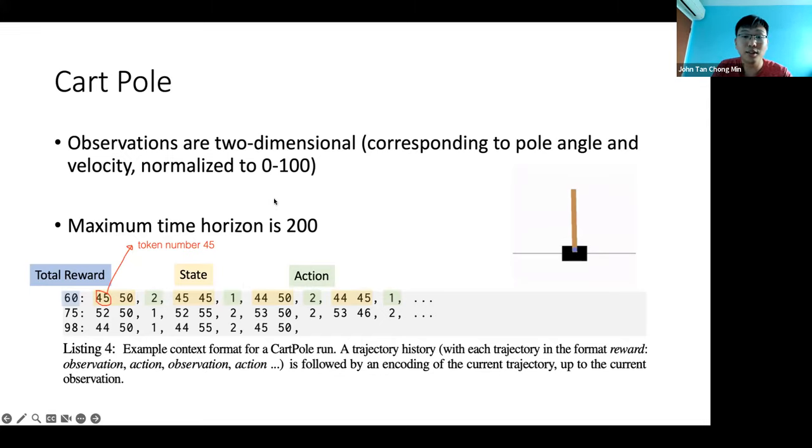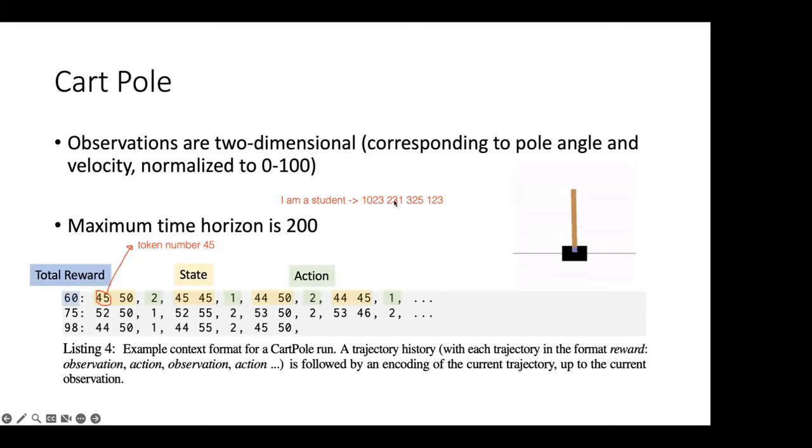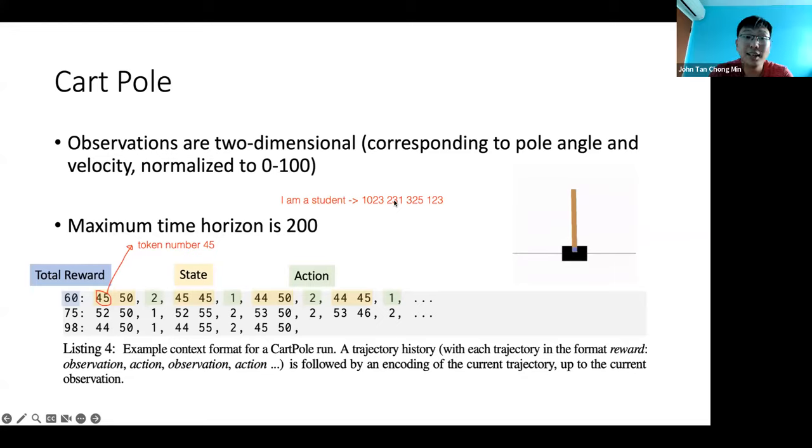For example, the text "I am a student." You convert this to token numbers like this. So you don't have to use the tokenizer for this. You can manually tokenize into the number yourself. Ah, I see. So you can do that for any tokenizer. It's just that this 45 here might be something like the word positive, then you have the semantic priors that might override the token.